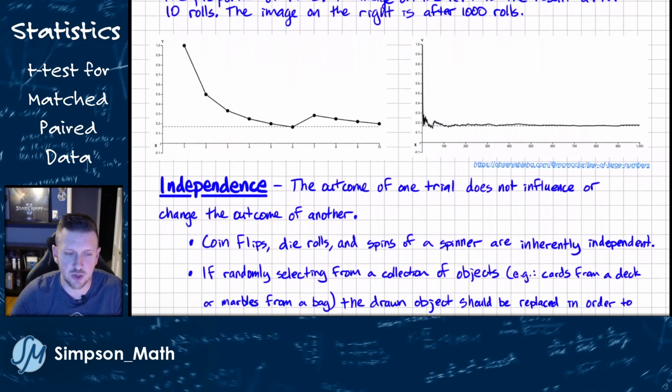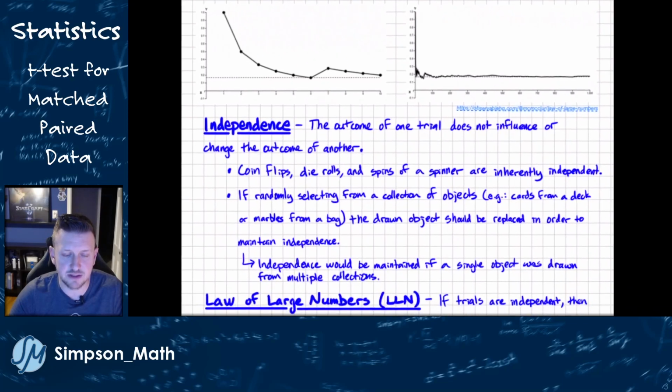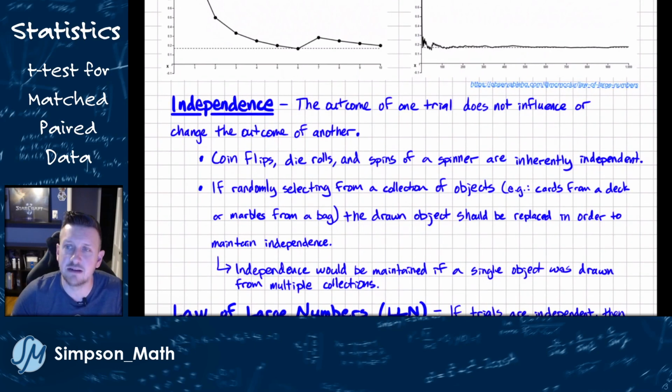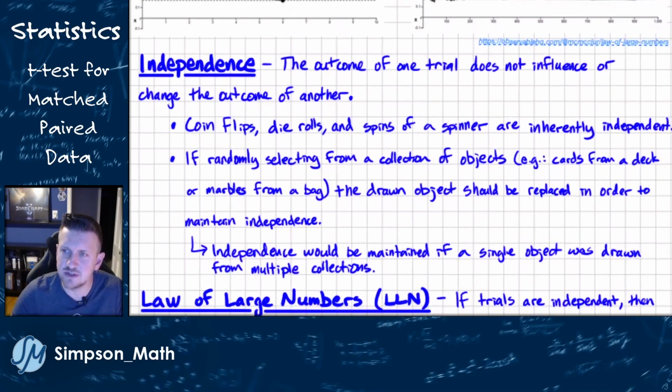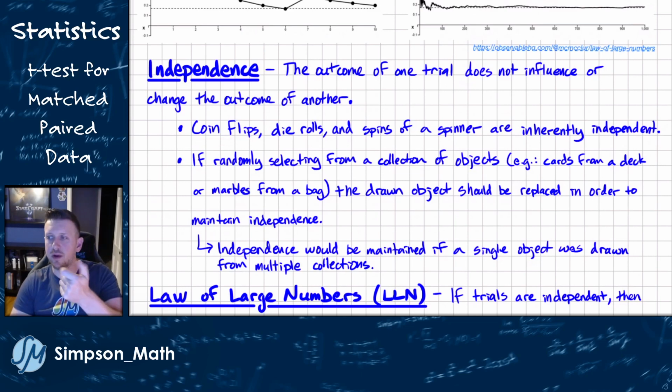But I need to first talk about the term independence. So things are independent from one trial to the next. Things are independent when the outcome of one trial does not influence or change the outcome of another. So things like coin flips, die rolls, spins of a spinner, they're inherently independent. If I flip a coin 10 times and never get a 5, there's no memory in that coin. That coin doesn't go, ooh, I'm due a 5. If I flip this coin 100 times and never get a 5, this coin doesn't go, I need a 5.